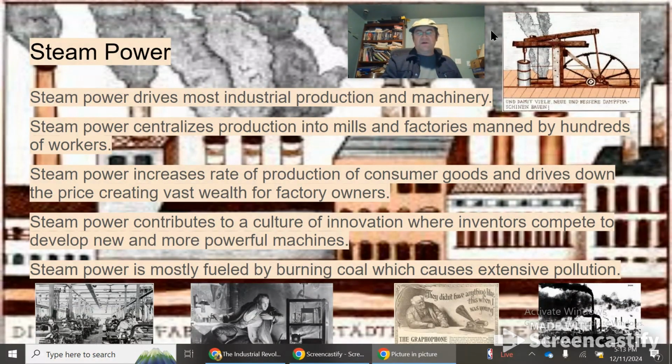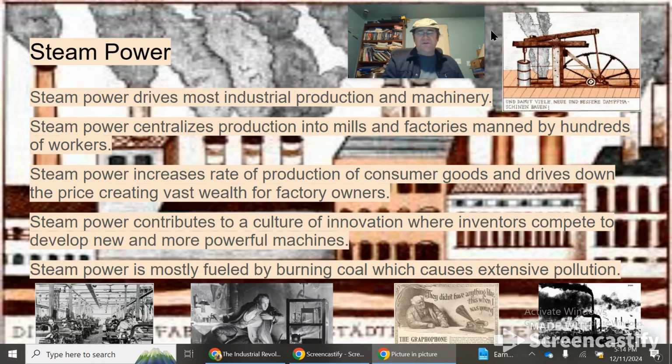Steam power centralizes production into mills and factories that can be manned by hundreds of workers. Steam power also increases the rate of production of consumer goods. So a factory that had produced 200 pairs of shoes a day, for example, with the innovation of steam power can now produce 5,000 pairs a day. So this drives down the price of goods, but it also creates vast amounts of wealth for factory owners.